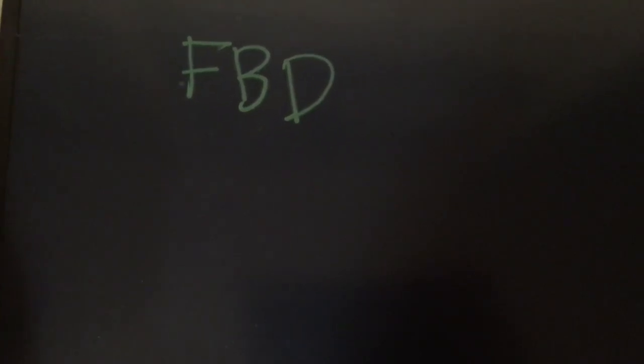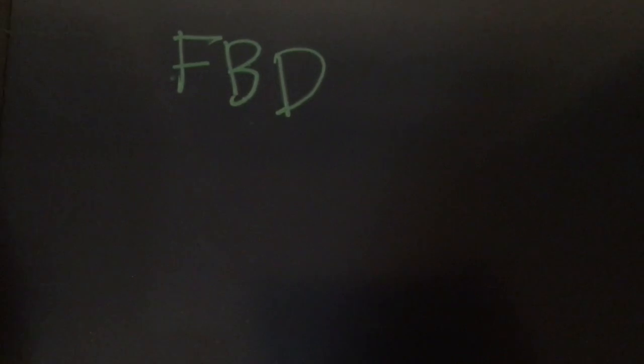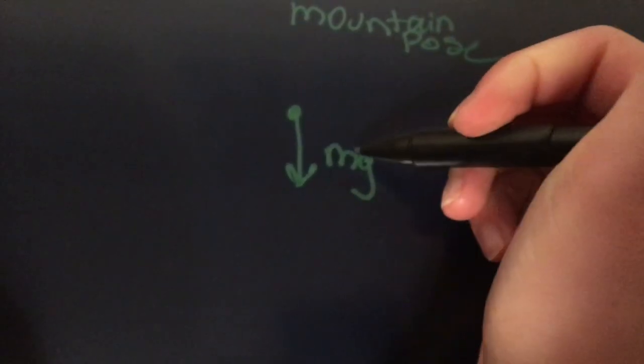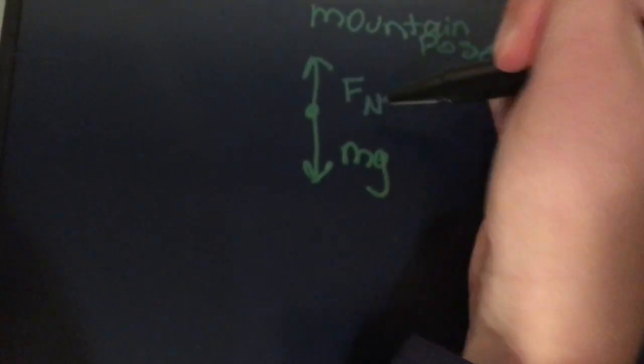So now we are going to be doing an FBD for our mountain pose. An FBD is a free body diagram. So first, we are going to draw a little dot. This is mountain pose. How do we know it's mountain pose? Because we're going to label it mountain pose. So as we said before, there are two forces acting on this pose. There's the gravitational force, which is going to be mg, which is the mass times gravity, and that points downwards because gravity is always pulling you down. Then we've got normal force, which counteracts gravity.